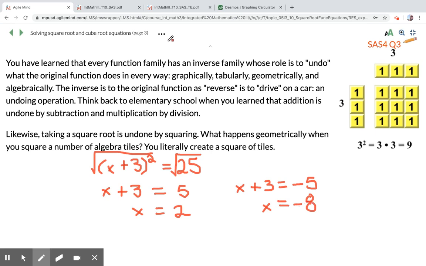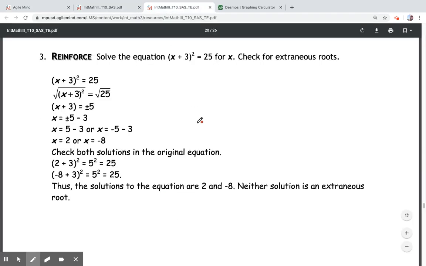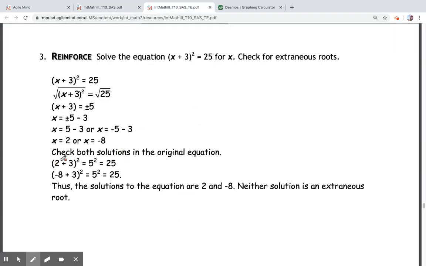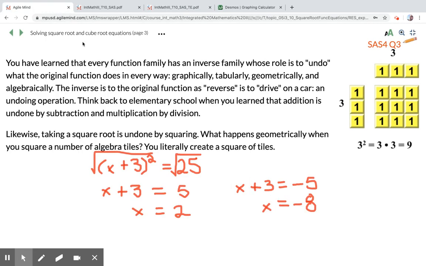So I actually have two solutions here. It's always important to plug back in and double check, but I believe in this particular case, if you plug back in and double check, it does work. I'm going to bring my arrow back, sorry. It does work for both problems. If I plug in a 2, I get a 5. 5 squared is 25. If I plug in a -8, I get a -5 squared, which is still 25. So in this case, both of them worked.